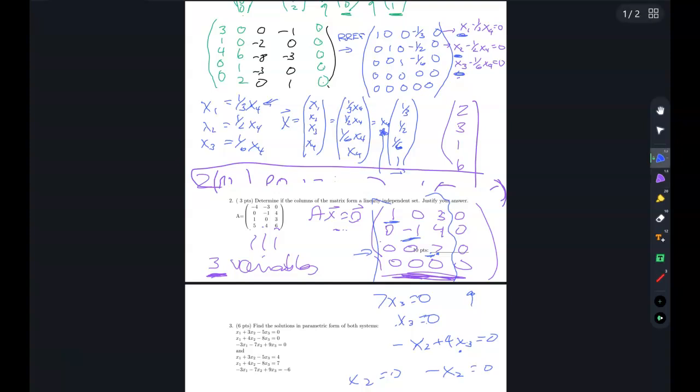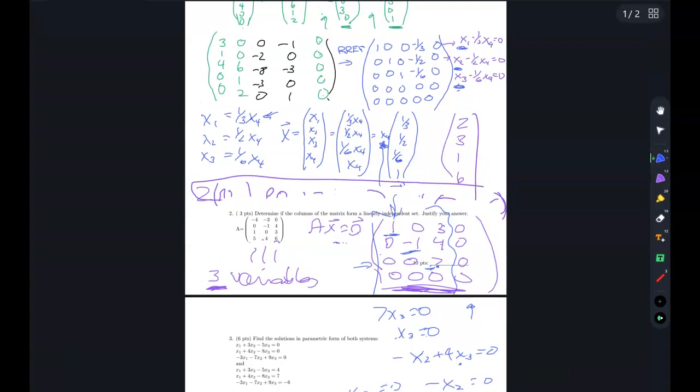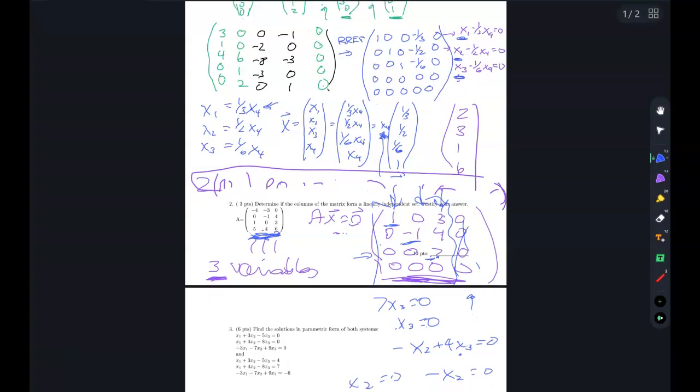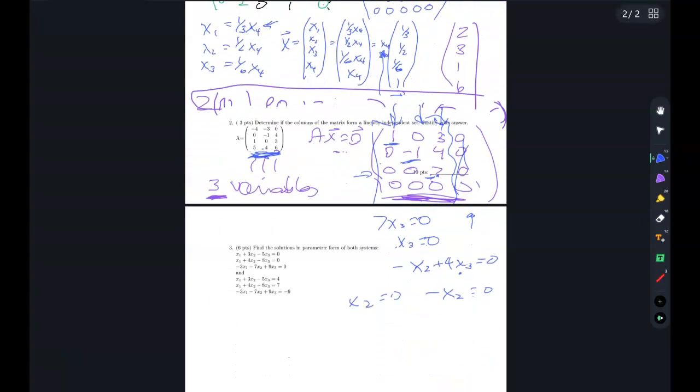So I get only the trivial solution. And I can also see that there's a pivot in every column of the original matrix A, not the augmented, a pivot in every column of the original matrix. So that makes it linearly independent.